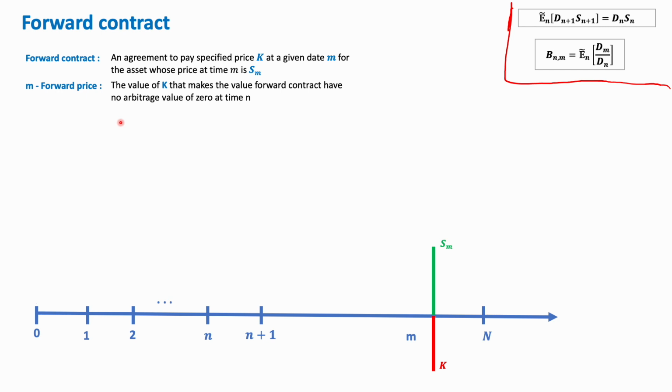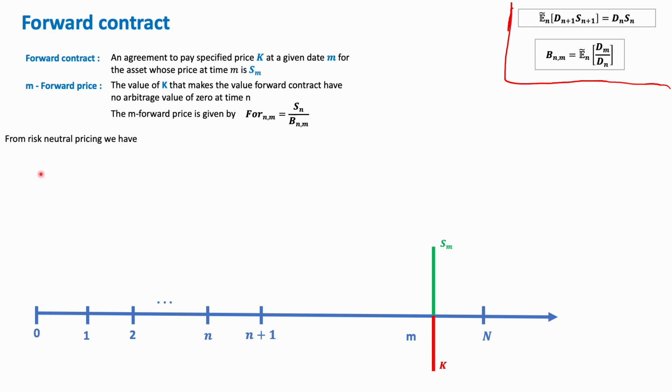And to compute that, we will show that the forward price is given by this formula here. It's basically S_n, the value of the asset as we know it today, divided by B_n,m. And I will show now where this formula is coming from.